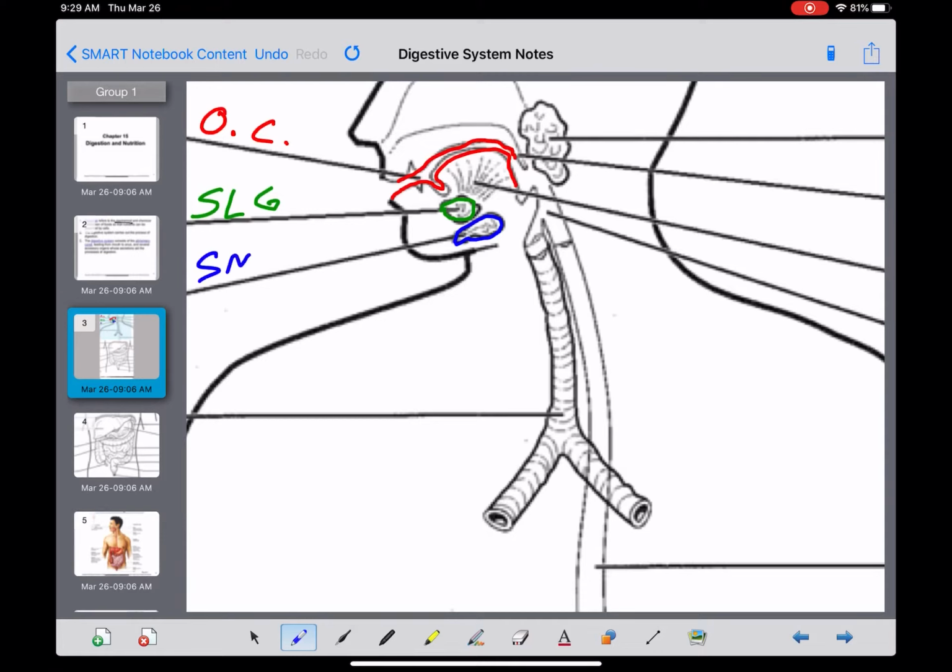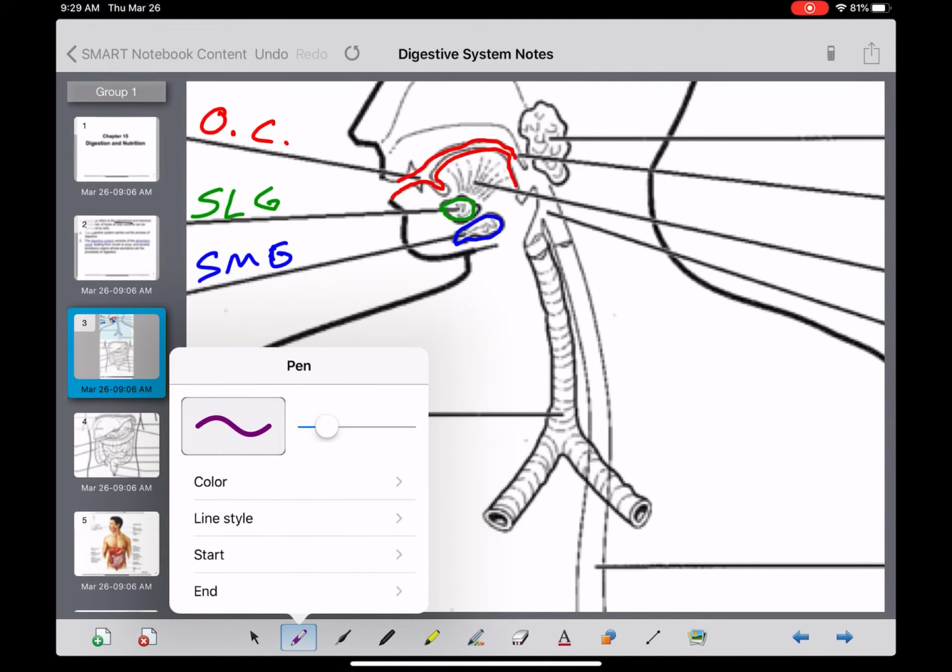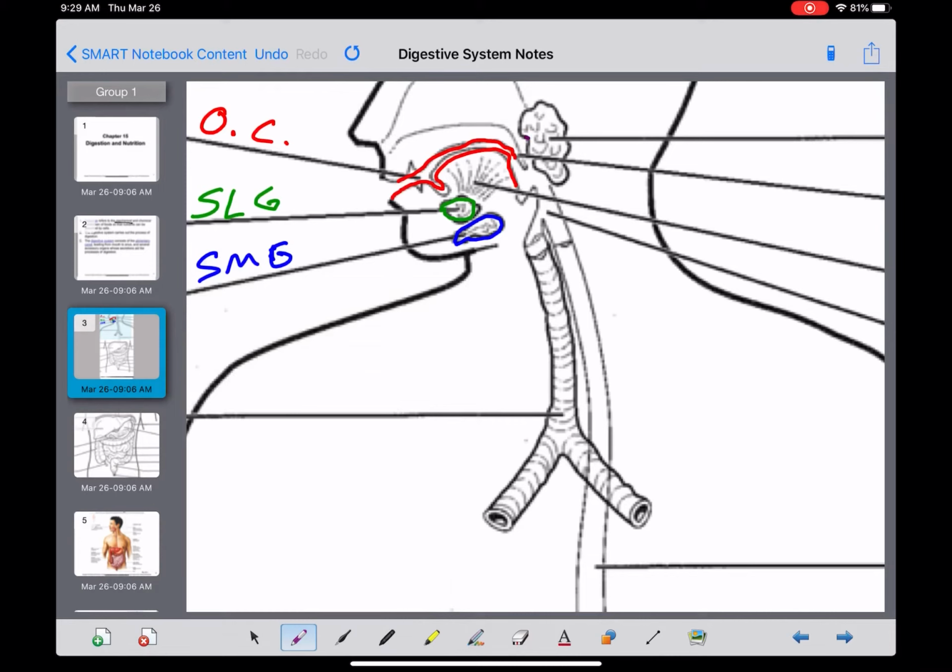So submandibular gland. Okay. So then as we start to go on the back side, there's one more gland over here. And this one over here, that is the parotid gland. Okay, and again, these words are on the one diagram. You can fill these in with that.